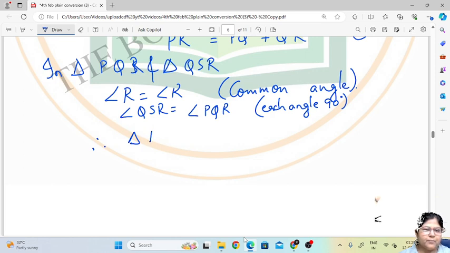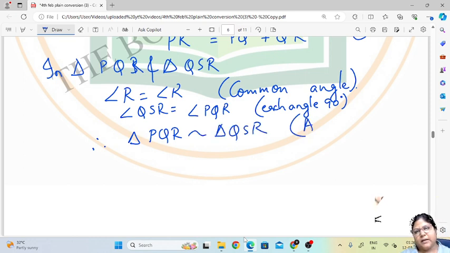Okay, next, by these two, what we can say, by RHS, angle similarity, triangle PQR is similar to triangle QSR. We can write angle similarity.